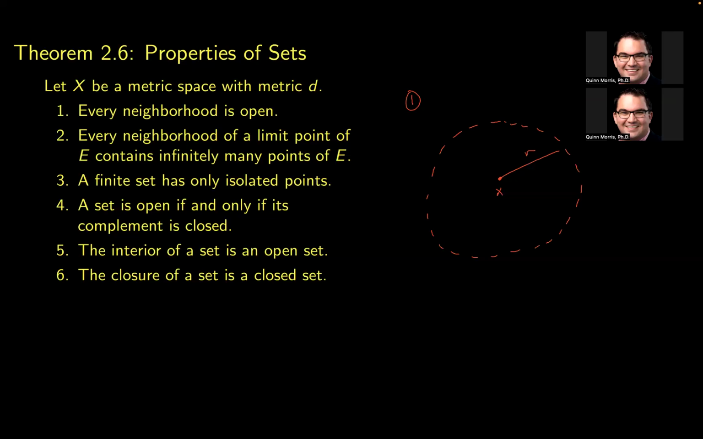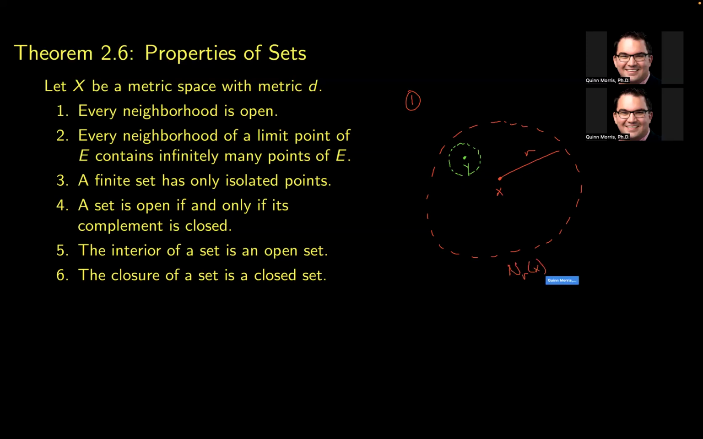Let me grab an arbitrary point in this set. I'm going to call it Y. I'm going to show that Y, this arbitrary point I've chosen, is an interior point. And if I can do that for an arbitrary point Y, then I could have done it for any point in the set, and so it must be that every point is an interior point. Now, I want Y to be an interior point, so I need to put a neighborhood around Y that stays totally inside of this set N sub R of X.